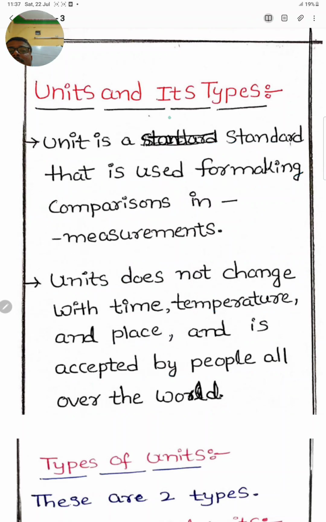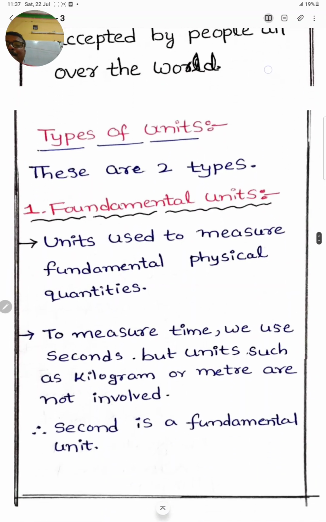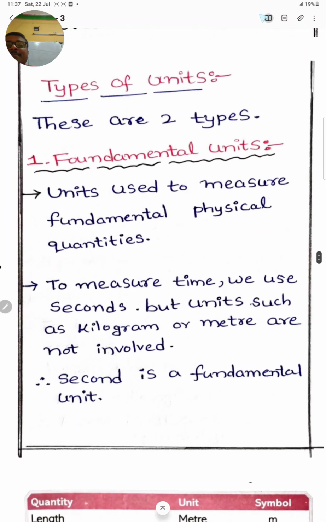Next, types of units. See here, mainly units are of two types. Units, how many types here? Two types. Like physical quantities are also of two types, units are also of two types. First one is the fundamental unit. Second one is the derived unit.